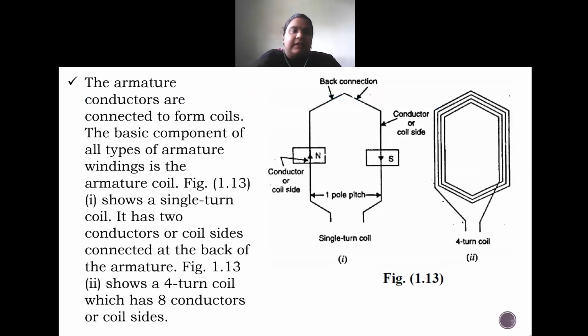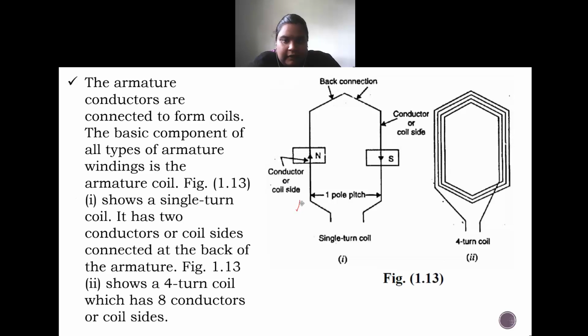The second thing is that the armature conductors are connected to form coils. We know that two conductors are connected in a loop to form one whole coil, right? Here you can see in this diagram how they are connected. If you remember, in the simple loop generator we have taken two of them.